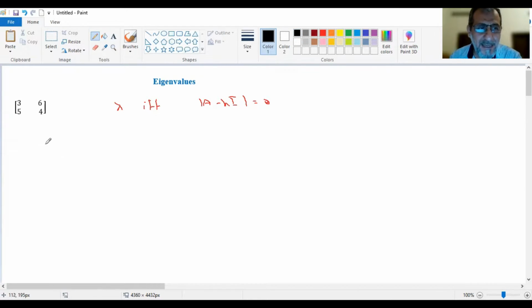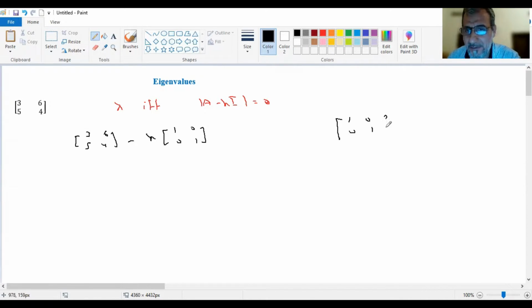So, I have the matrix A: first row 3, 6, second row 5, 4, minus lambda I. What is the I? The identity. The 2 by 2 identity is 1, 0, 0, 1. If it is 3 by 3, it will be 1, 0, 0, 0, 1, 0, 0, 0, 1, and so on if it is 4. The diagonal is 1, and the other entries will be 0.